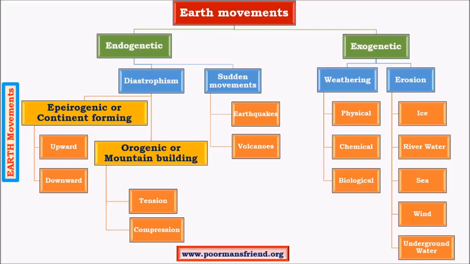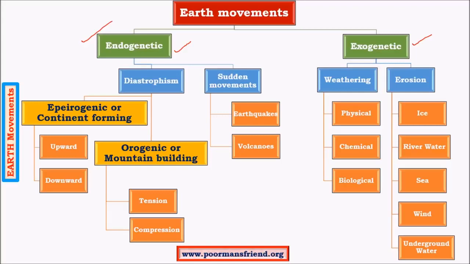Earth movements are mainly divided into endogenetic movements and exogenetic movements. That is, the movements that take place within the Earth's surface and movements that take place above the Earth's surface. Endogenetic are the ones that are happening within the Earth's surface, and forces for them are also available within the Earth's surface. And exogenetic movements are the ones which are observed on the surface. The forces may be existing on the surface or below the surface.